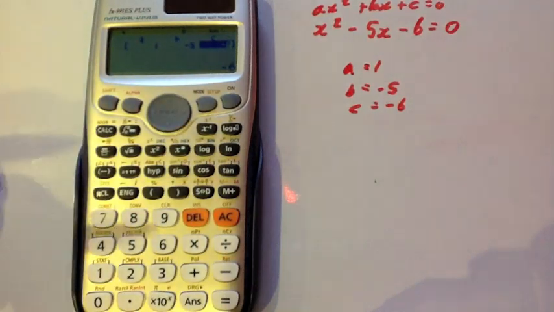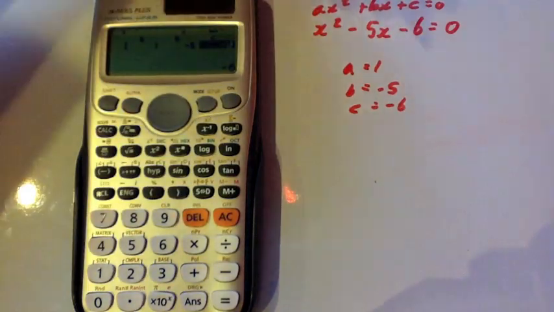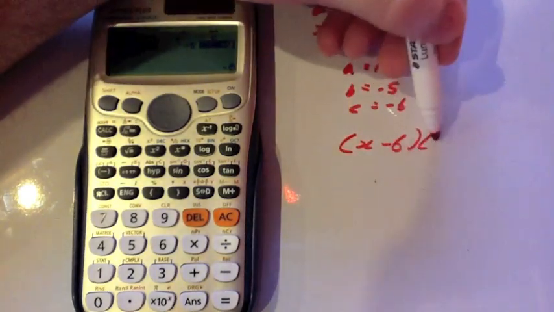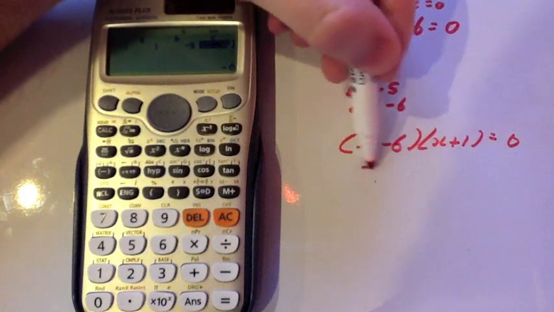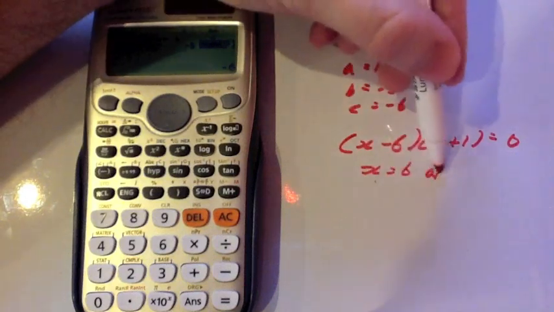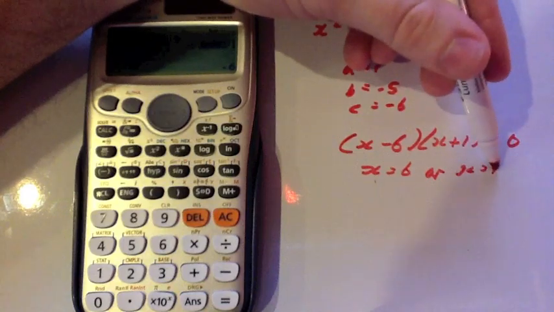Now to get the solutions, in this particular case I've chosen one which I could factorize just to show you. So if I factorize this, x minus 6, x plus 1 equals 0. So that means that x is equal to 6, or x is equal to -1.